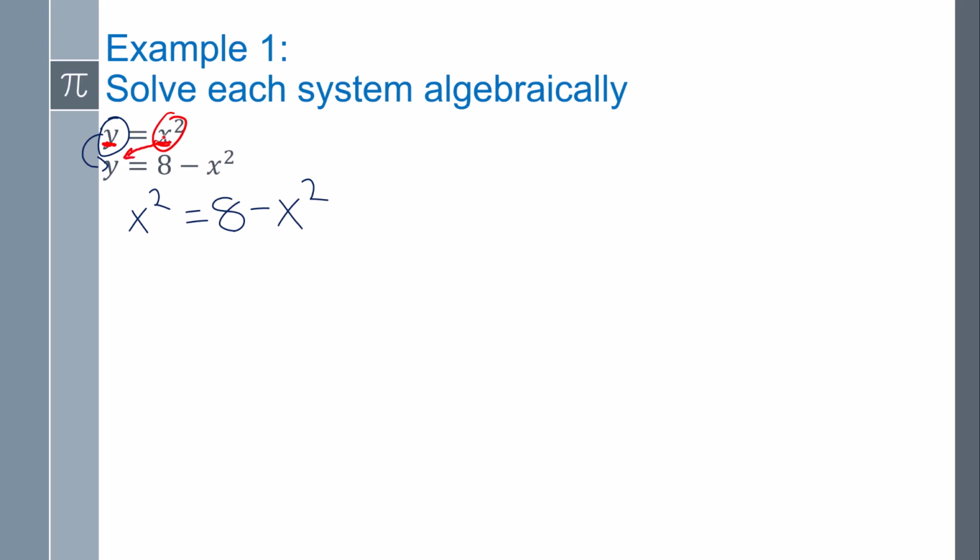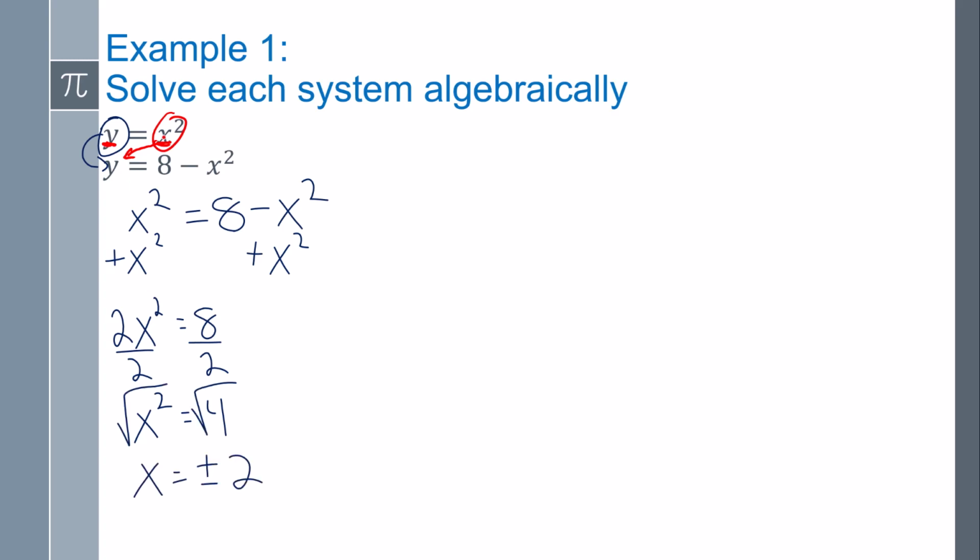Now from there, we just examine what kind of equation it is. So x squared equals 8 minus x squared. Okay, that's quadratic. Okay, let's combine the x squareds together so I get 2x squared. Oh, I only have an x squared. Okay, I can divide both sides by 2. Now I can square root both sides. So you get x equals plus or minus 2.